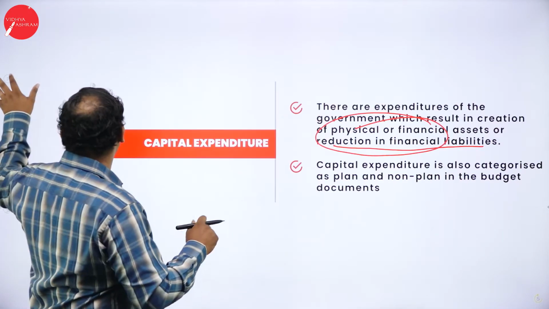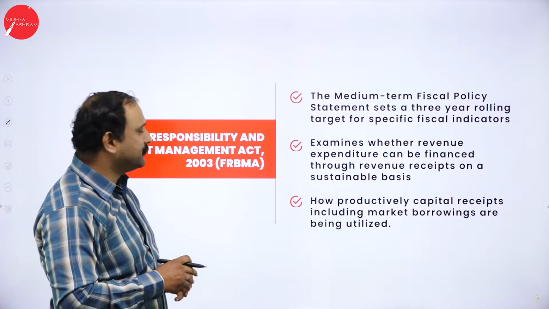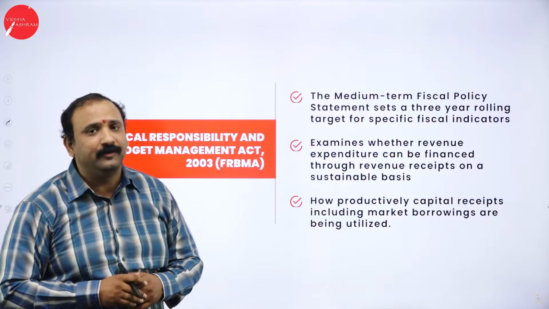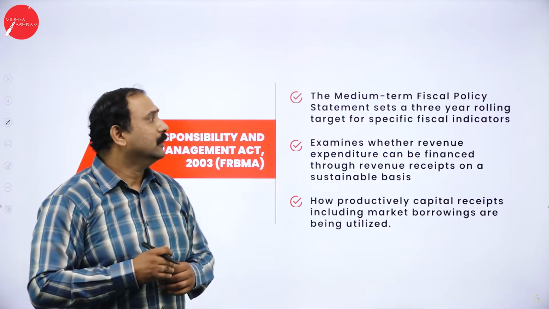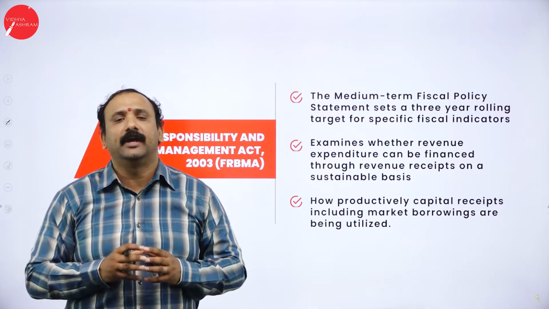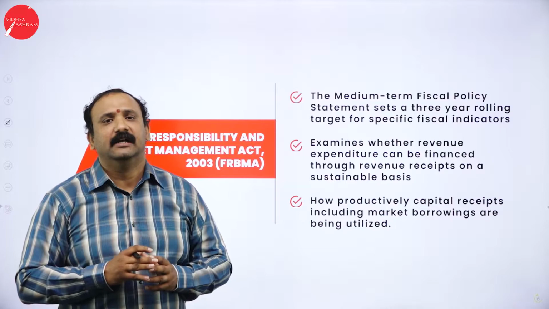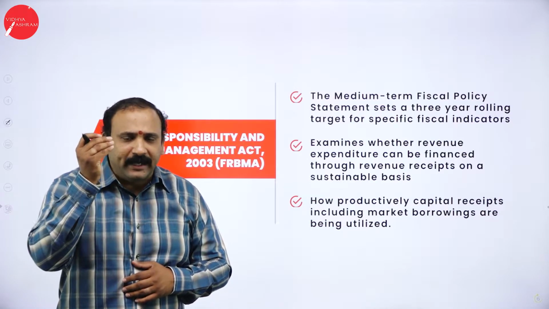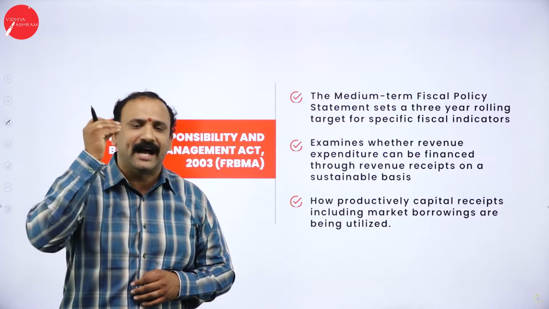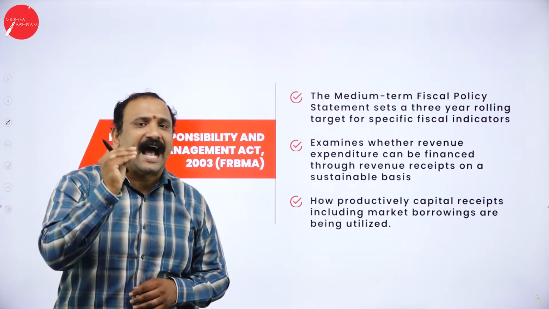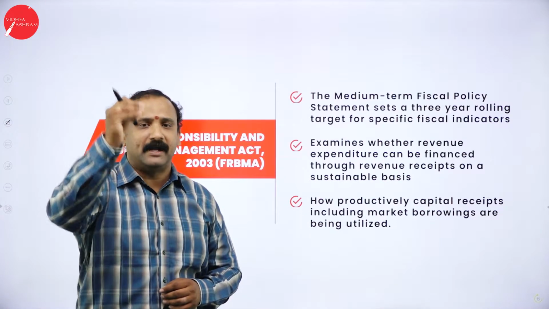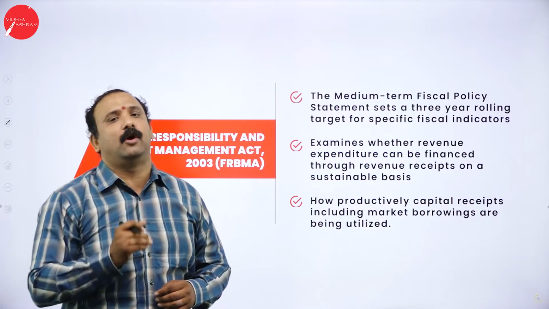Now moving forward, the Fiscal Responsibility and Budget Management Act. This is a very, very important topic for all of us to understand today. Why? The medium-term fiscal policy statement, if you start looking into this Act itself, was brought in by the government in order to make them more responsible and more accountable for every single activity done by the government of India towards the budget, towards understanding the needs and wants of the people.